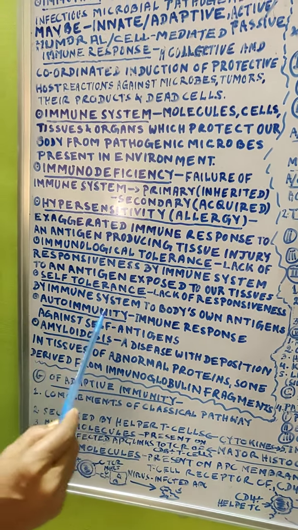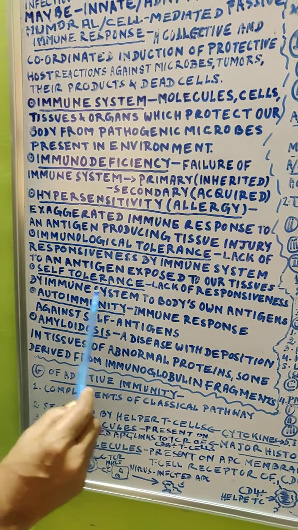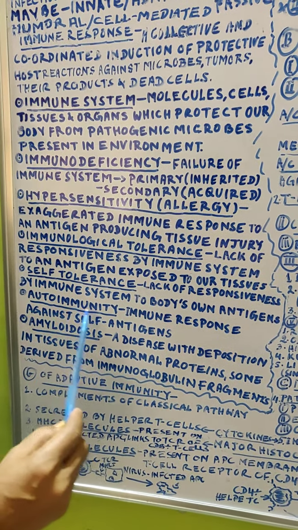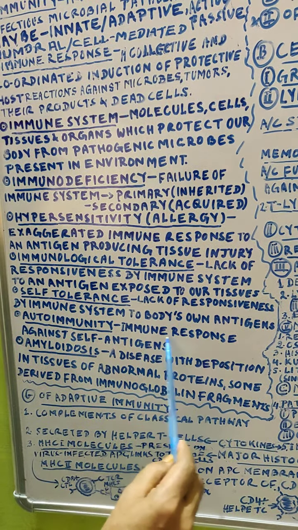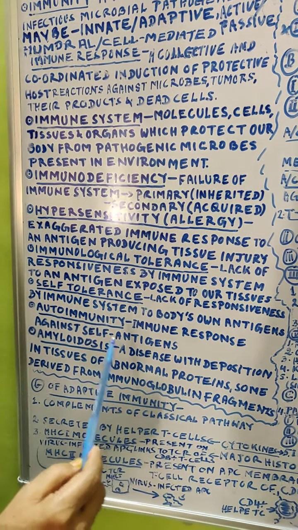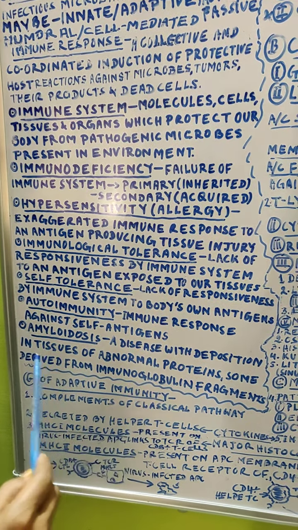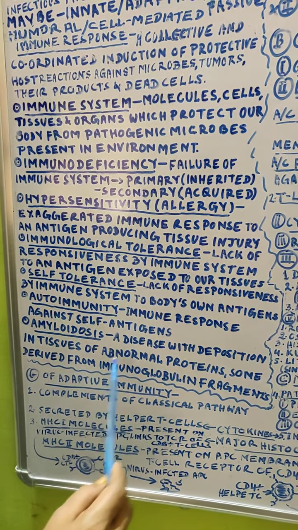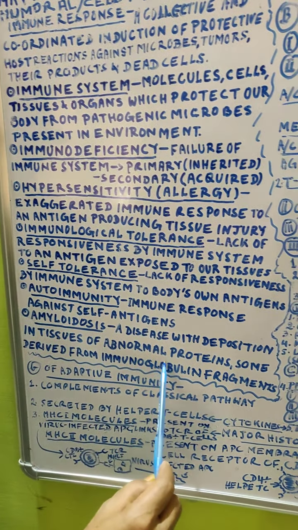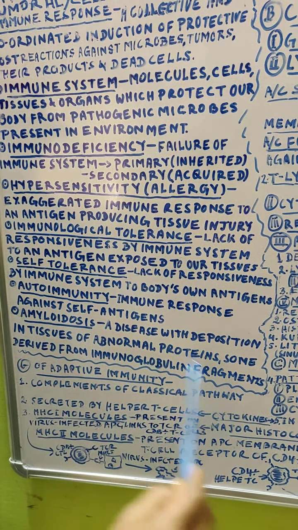What is self-tolerance? Self-tolerance is lack of responsiveness by immune system to body's own antigens. What is autoimmunity? Autoimmunity is immune response against self-antigen, and it is produced when the self-tolerance is broken down due to some reason. What is amyloidosis? It is a disease with deposition in tissues of abnormal proteins, some derived from immunoglobulin fragments.